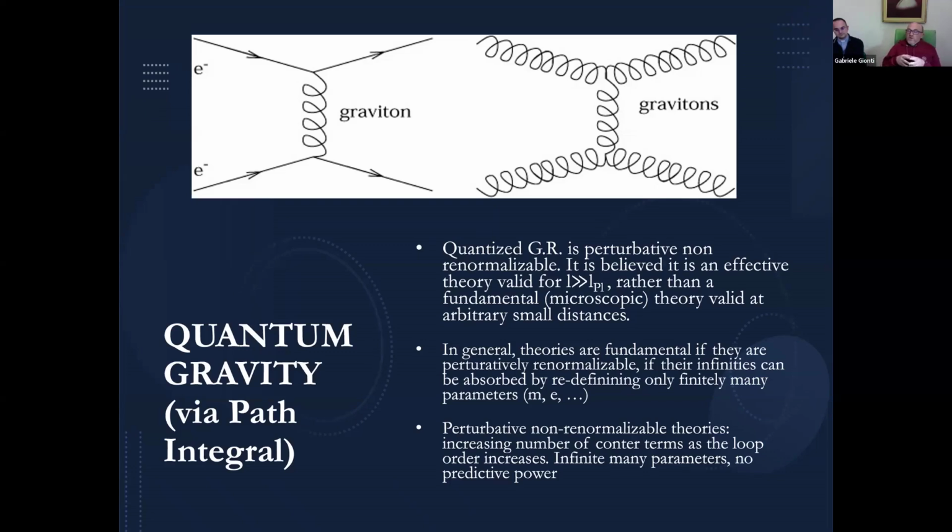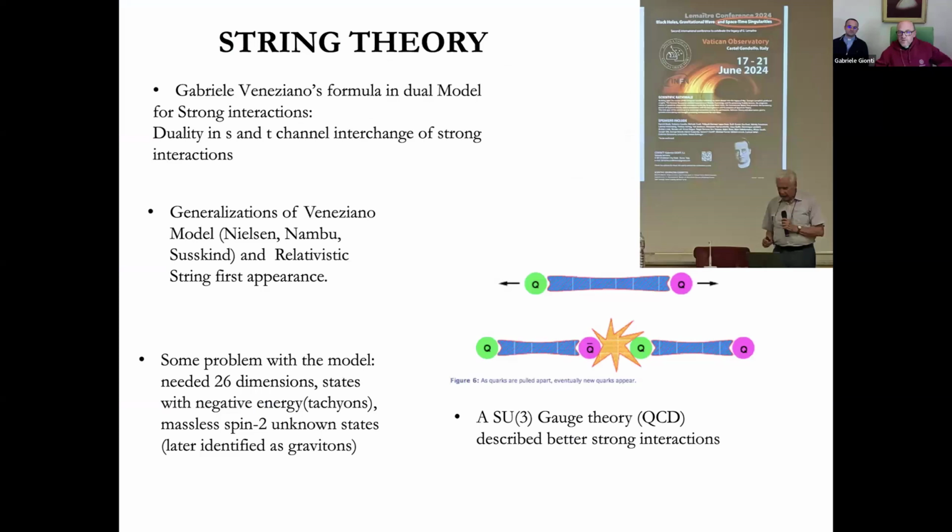A theory is perturbatively non-normalizable if you have to introduce a number of counterterms with a parameter, and the number of counterterms is infinite, so to say. So in general, to be normalizable, the number of counterterms should be finite. If the number of counterterms increases as a series to infinity, the theory is no longer predictive, and so the theory is not normalizable, it's an effective theory. This is what happens with gravity if you try to quantize it with the technique of quantum field theory.